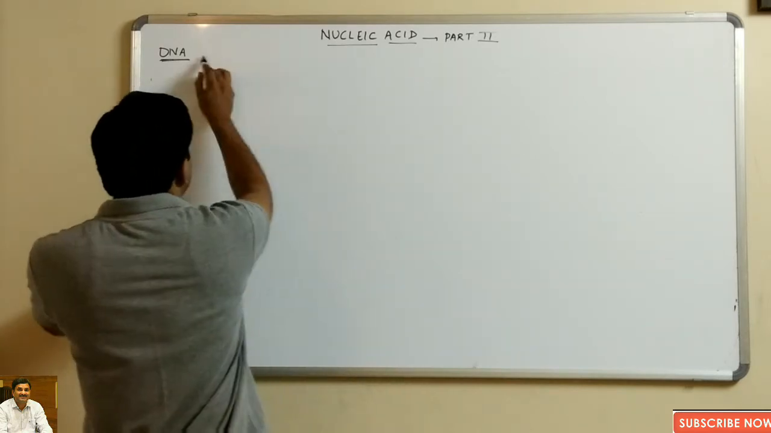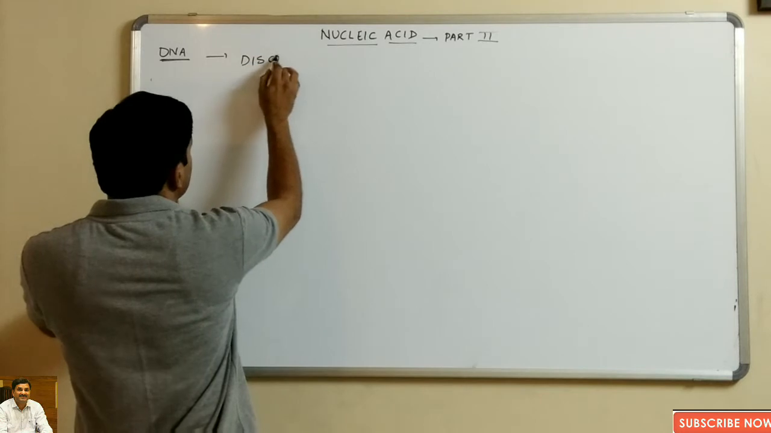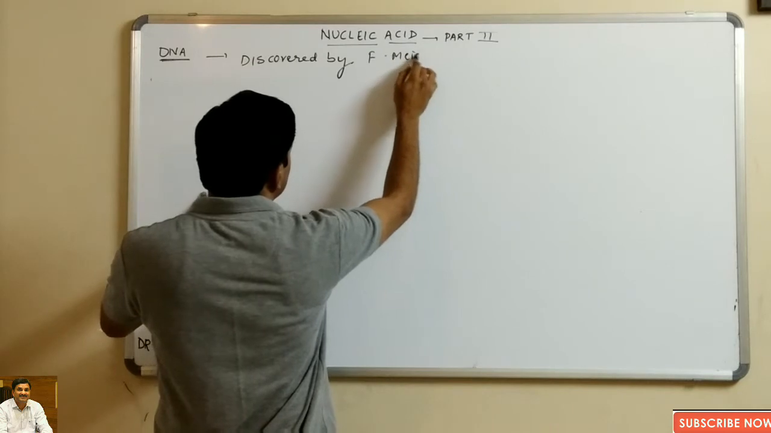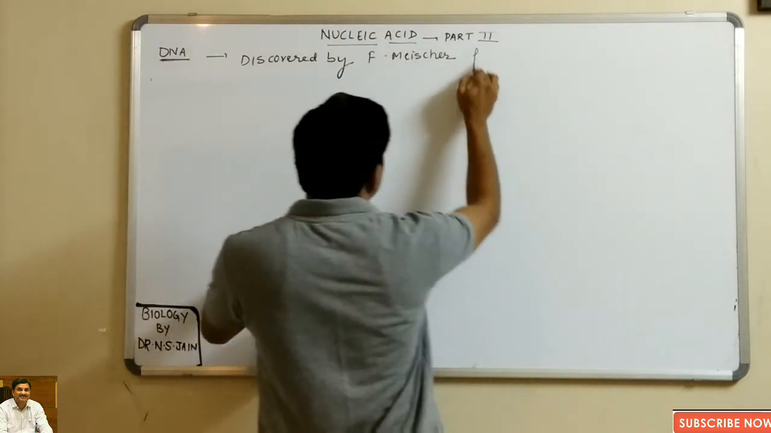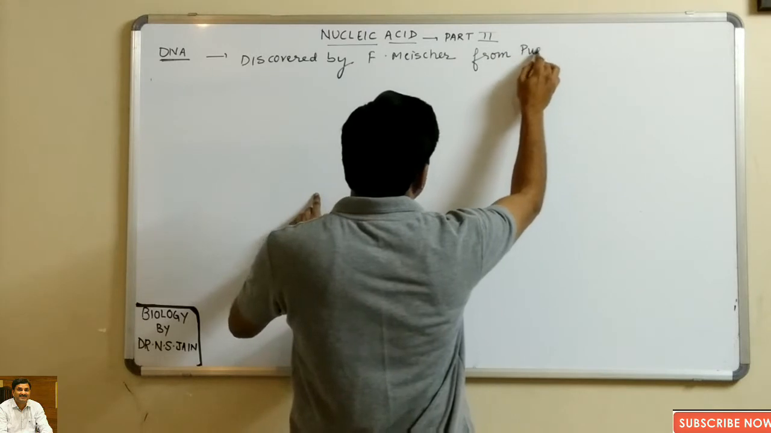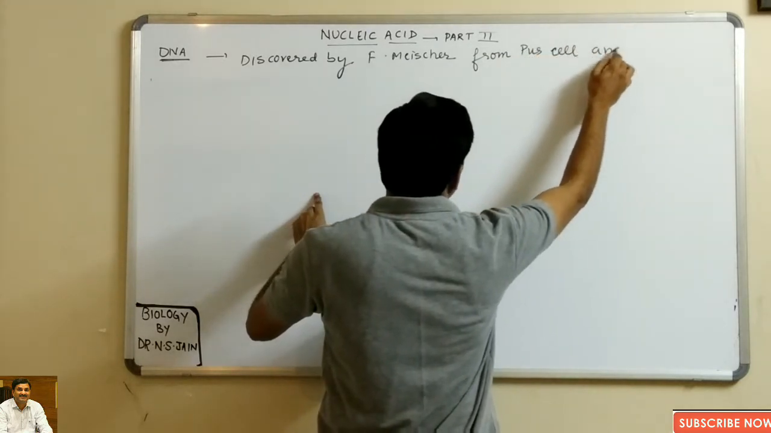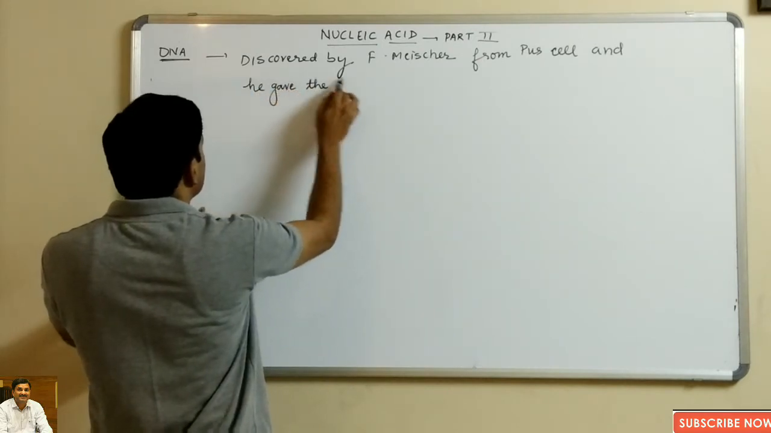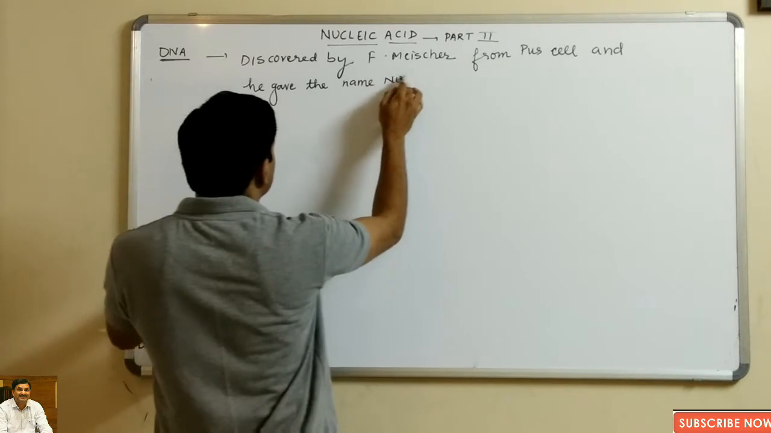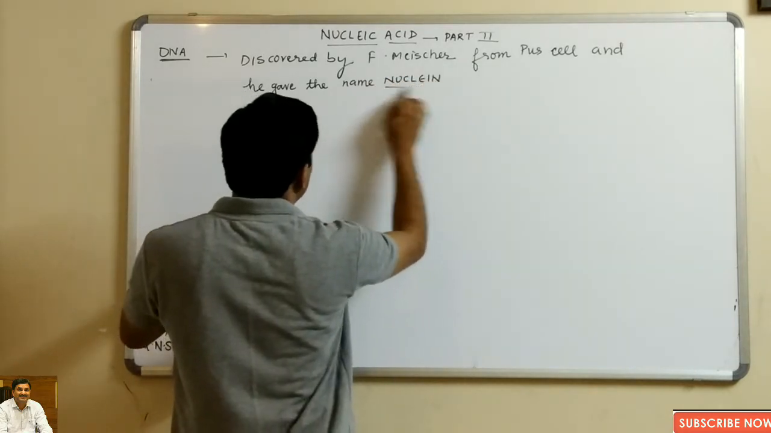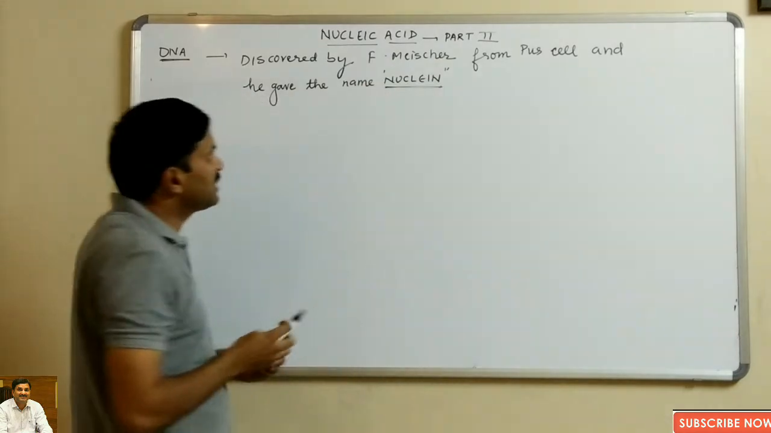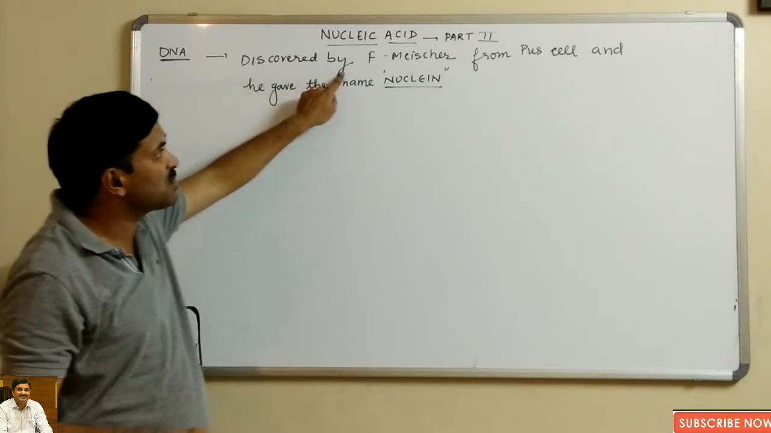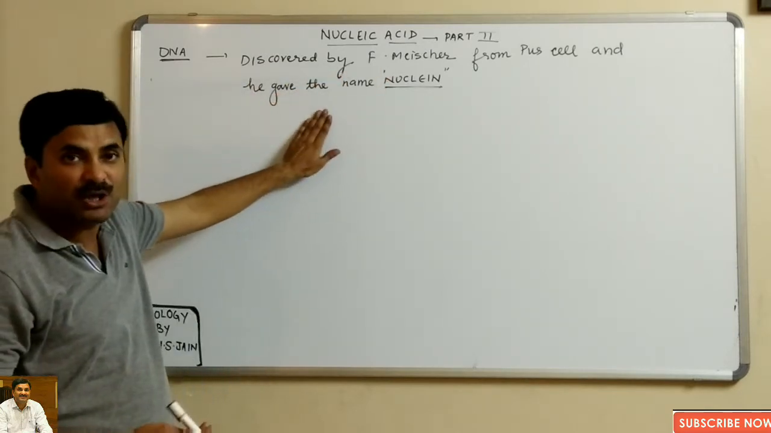Today we will be going to discuss about the DNA. As you know very well that DNA was discovered by Friedrich Miescher from pus cells, and he gave the name nuclein. He has not used the word DNA. He has used the word nuclein. So DNA was first isolated by Friedrich Miescher from pus cells, and he gave the name nuclein.